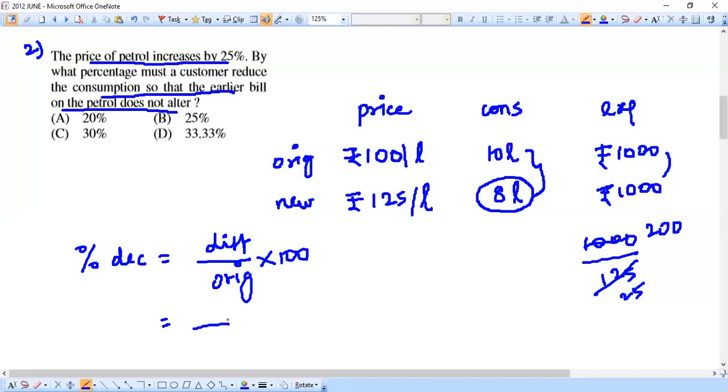So let's do the same thing here. See the original consumption. Original consumption was 10 liters, and new consumption is 8 liters. Take the difference. What is the difference between 10 and 8? We just have to do 10 minus 8, which gives us 2. And what is the original consumption? Original consumption is 10 liters. So 2 by 10 into 100. The 0 and 0 cancel, so 2 into 10 gives us 20%. So the customer should decrease by 20%, which matches option A. Option A is going to be the correct answer.